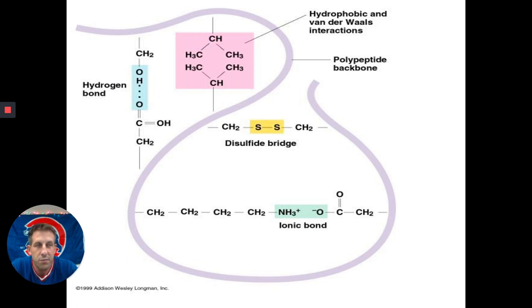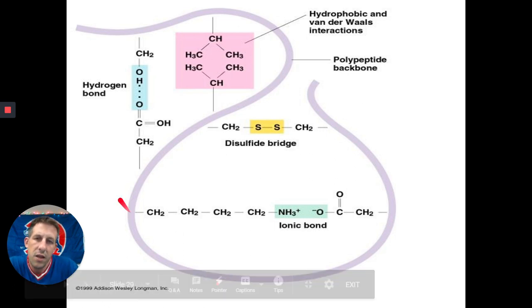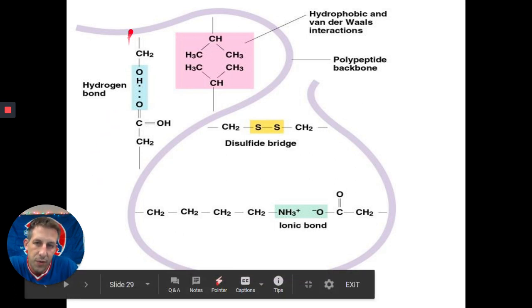Okay, ionic bonds. You got this kind of weaker interaction here where there's a negatively charged oxygen here and a positively charged NH3 here, and they form an ionic bond, okay, which is distinctly different from a hydrogen bond. So, these side chains, these are responsible for the tertiary three-dimensional folded structure.